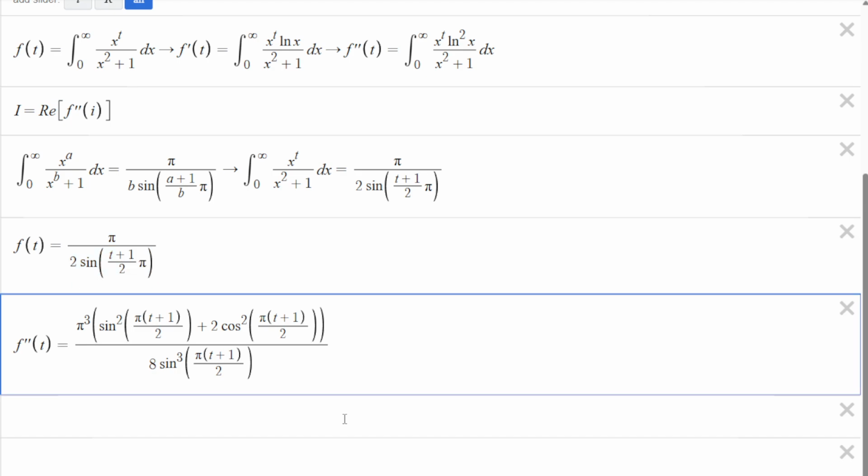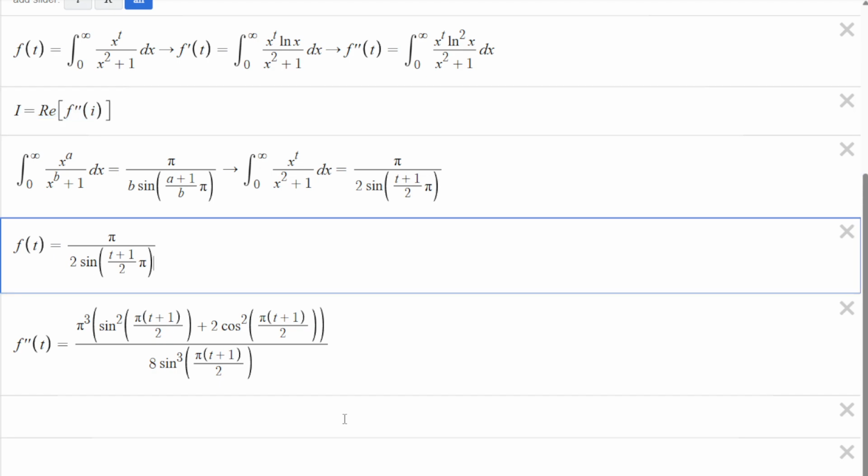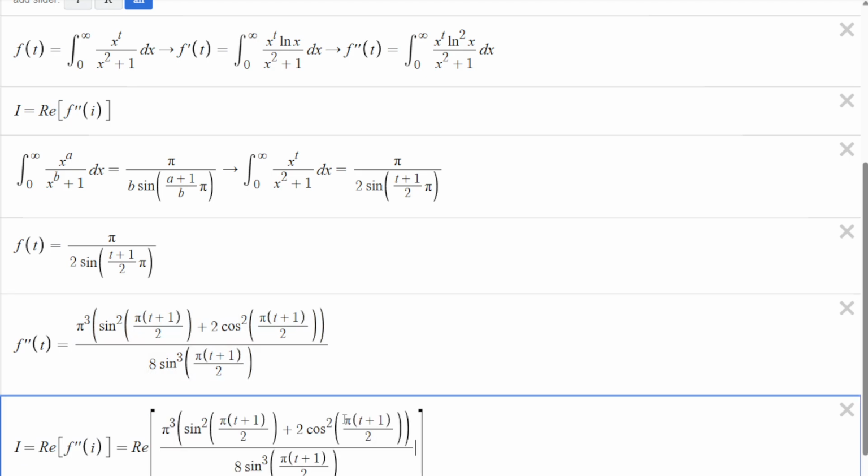Now that's an extremely nasty function right there. But this channel is about the process, not the nitty gritty details. Anyway, this is our f double prime of t. So now we just use this right here, that I is equal to the real part of f double prime at I. Well, that's equal to the real part of this, our f double prime right here, evaluated at the point I. Okay, and now, that's it.